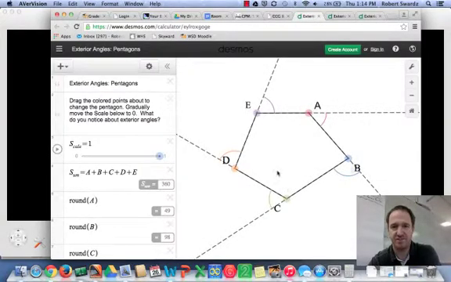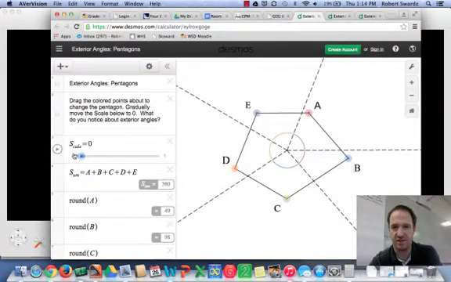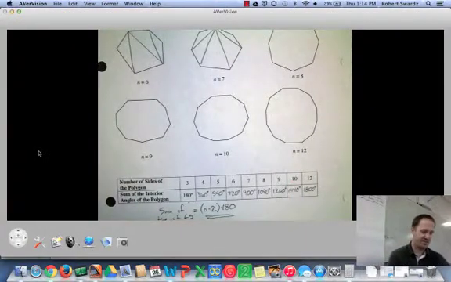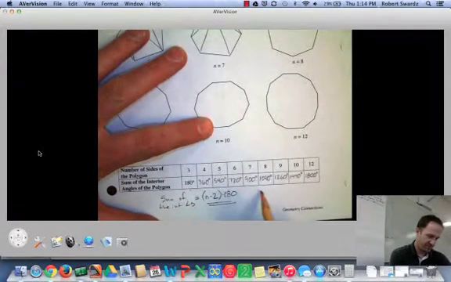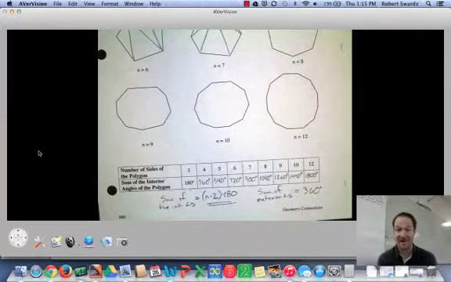So here's 5 sides. We want to know what these 5 angles on the outside add up to. So let's zoom out, see what happens. Oh, look at that. They add up to 360 again. That's all the way around the circle. So it looks like no matter how many sides we have, the angles always add up to 360. So the sum of the exterior angles is 360 degrees. No matter how many sides they have, those exterior ones always add up to 360.